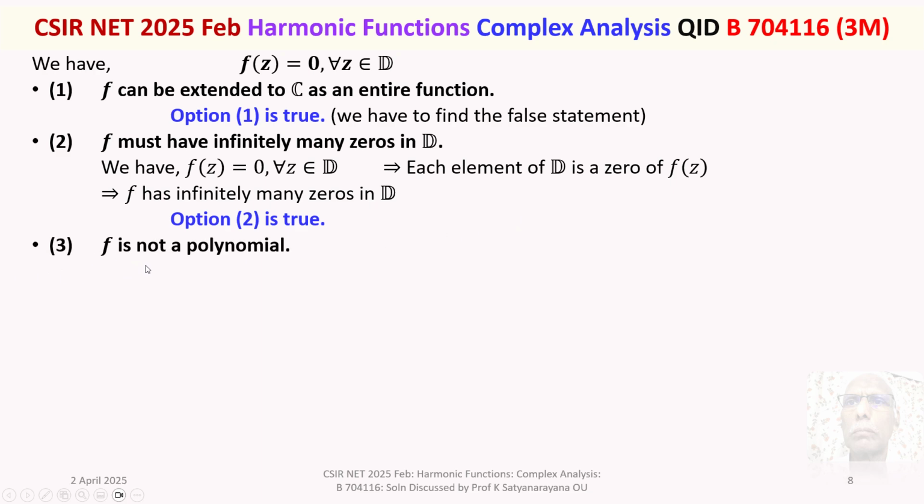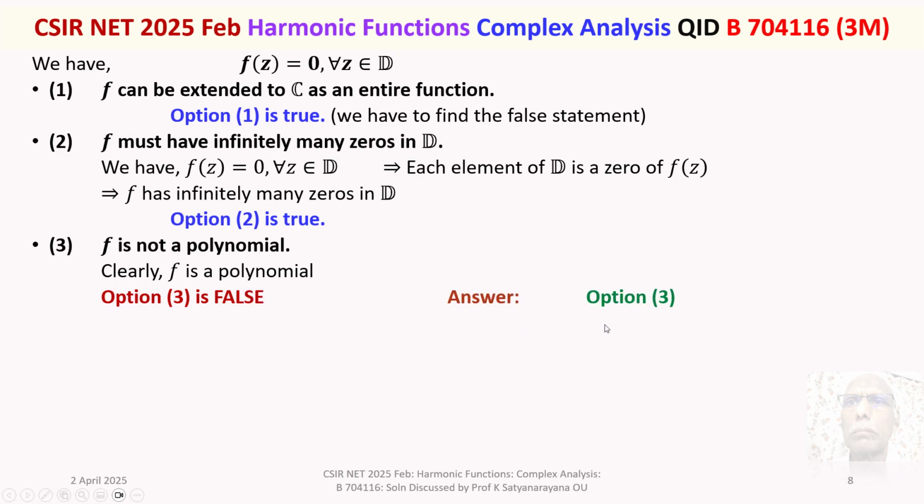Option 3, f is not a polynomial. Clearly, f is a polynomial. Why? f(z) = 0 means 0 + 0z + 0z² and so forth. It's a polynomial. Clearly, f is a polynomial. But it is given f is not a polynomial. Therefore, this is the false statement. So, option 3 is false. Our answer is option 3 because we have to find out that option which is false.